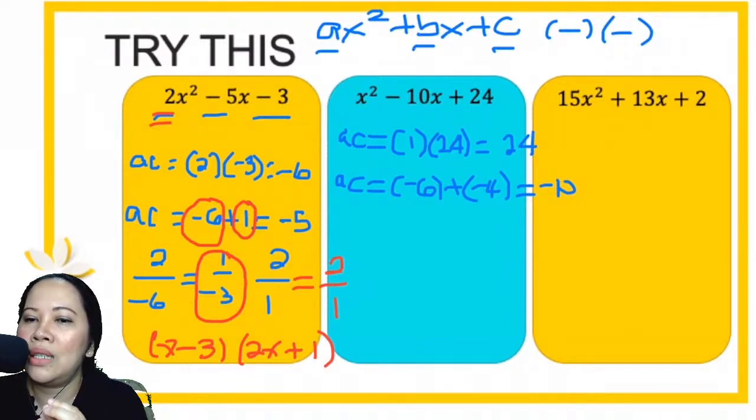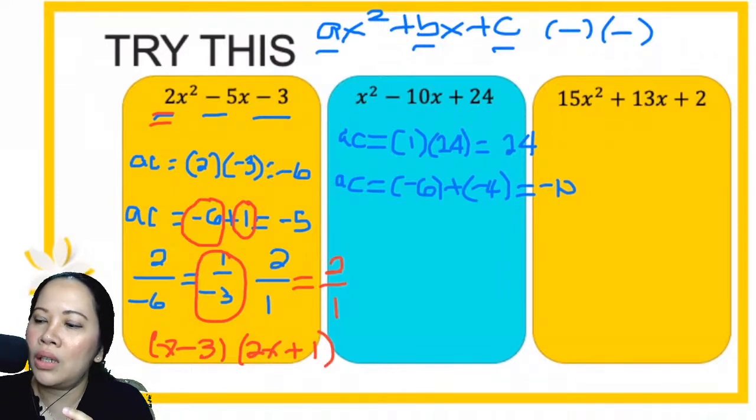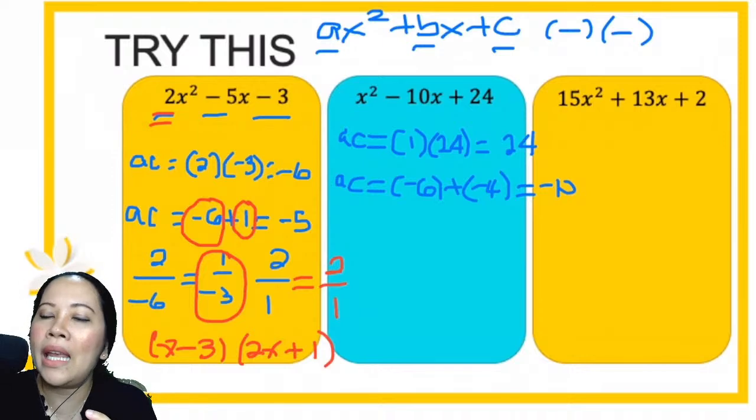Wait, so which one is the variable? So we don't multiply 2 with the numerator. No, you divide A. You divide 2 with your factors.